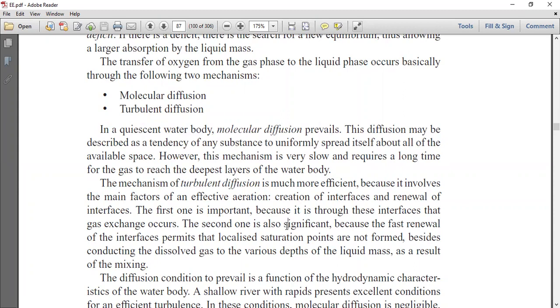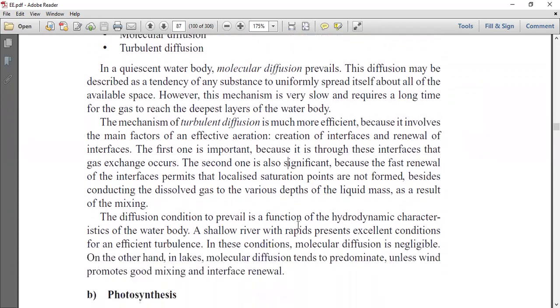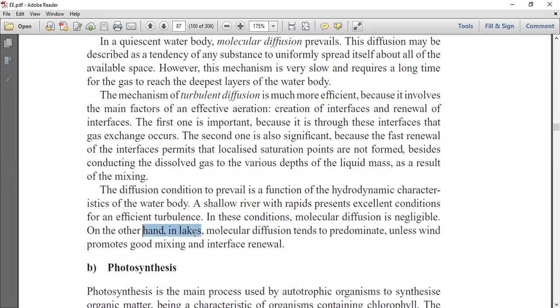formed. Besides conducting the dissolved gas to the various depths of the liquid mass as a result of mixing, the diffusion condition that prevails is a function of the hydrodynamic characteristics of the water body. A shallow river with rapids presents excellent conditions for efficient turbulent diffusion. In this condition, molecular diffusion is negligible. On the other hand, in lakes, molecular diffusion takes the predominant values unless wind promotes good mixing and interface renewal.